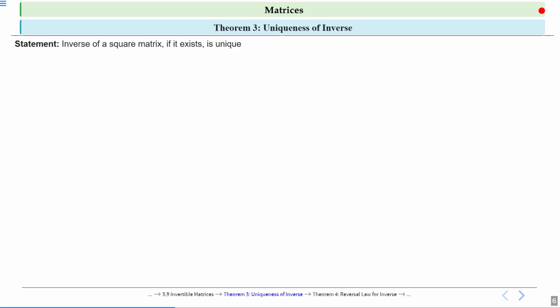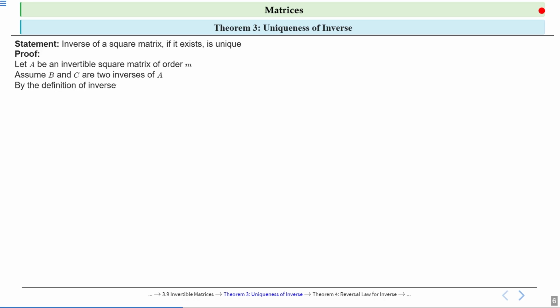Theorem 3, uniqueness of inverse. Statement: the inverse of a square matrix, if it exists, is unique, right? Let's see the proof of this. Let A be an invertible square matrix of order m. Assume B and C are two inverses of A, right?